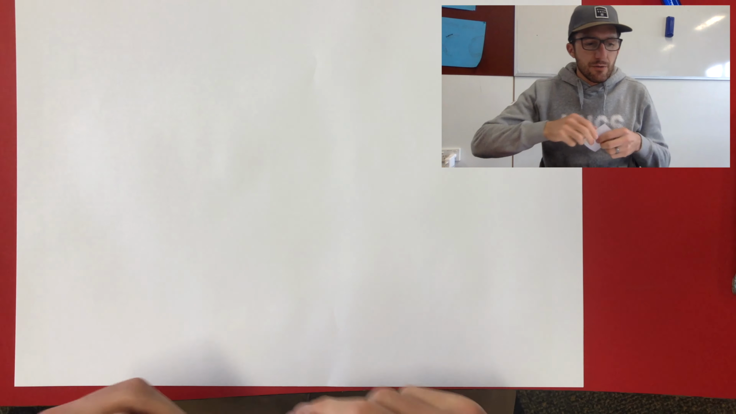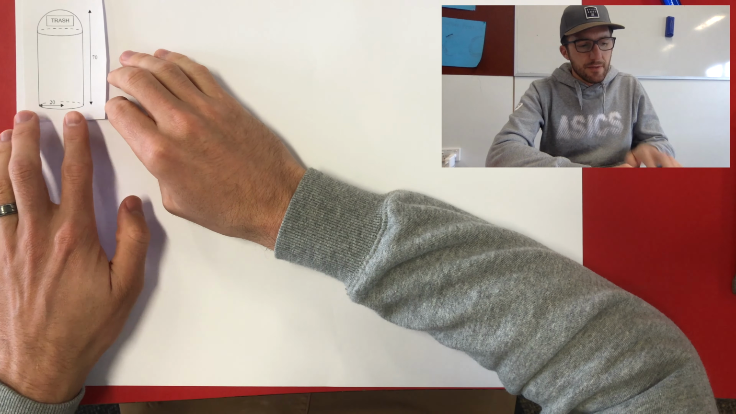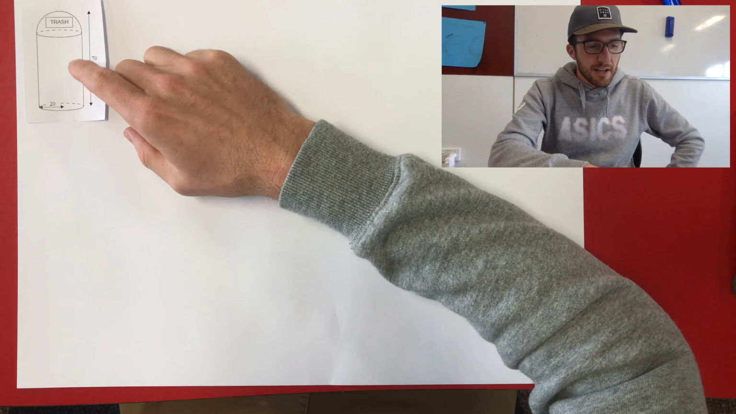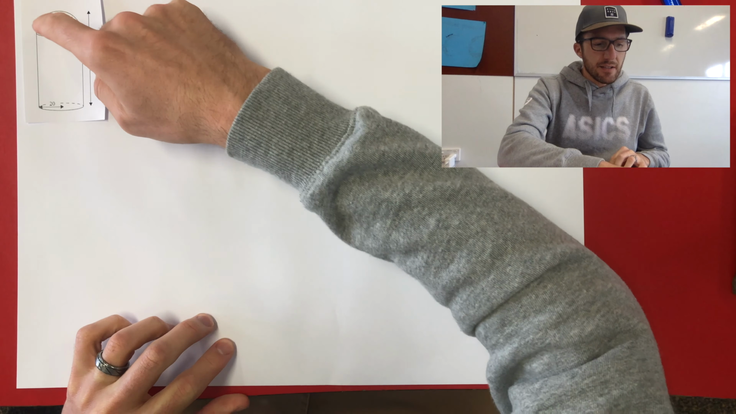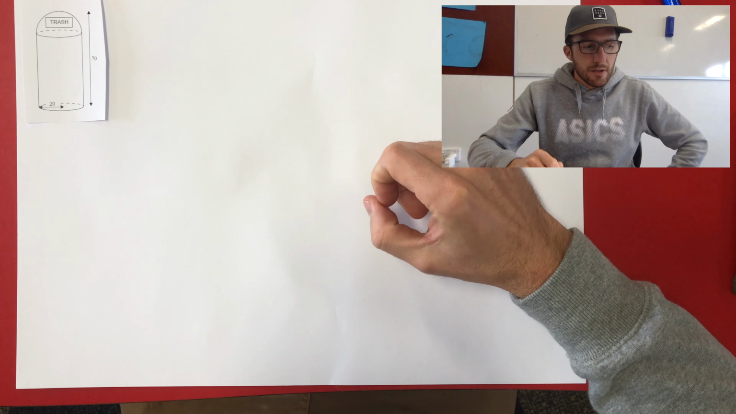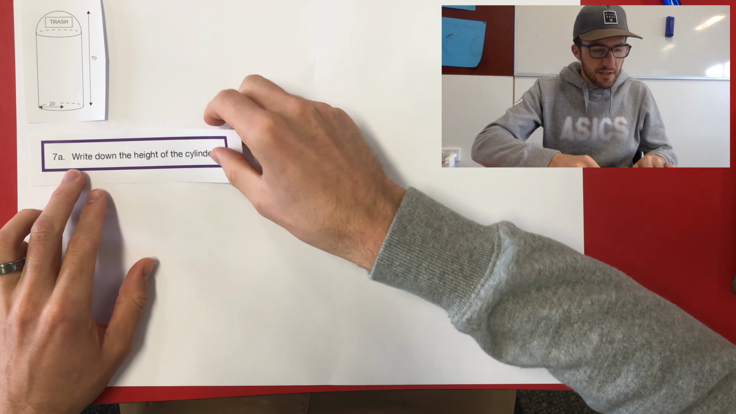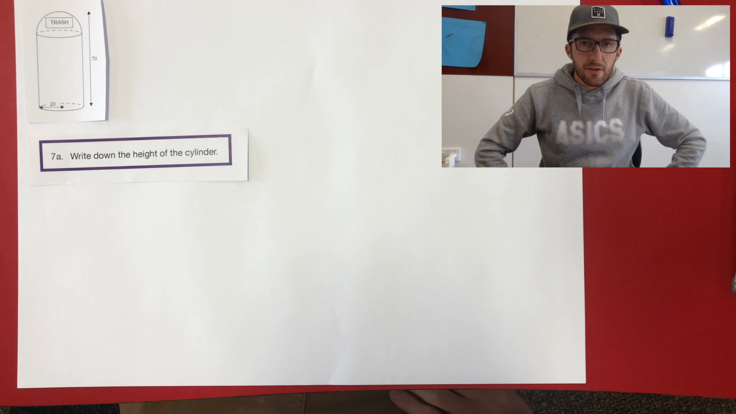Hi everyone. Today we're looking at a Year 12 level geometry and trigonometry question where we need to find the volume of a trash can. Here's the trash can, and you can see it's made up of two parts: a cylinder part at the bottom and a hemisphere at the top, so half a sphere. The first part of our question says write down the height of the cylinder.